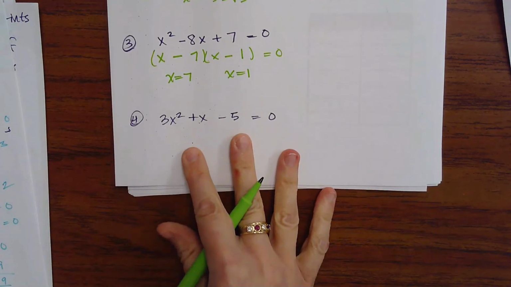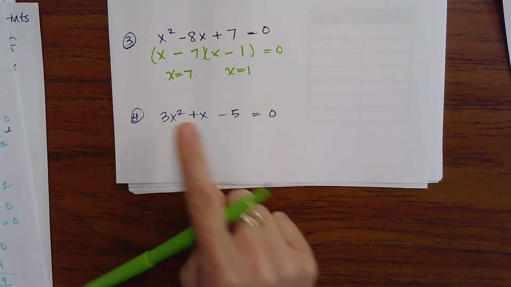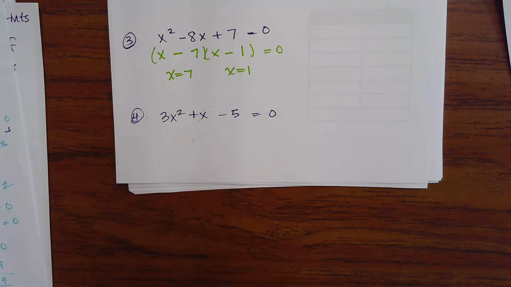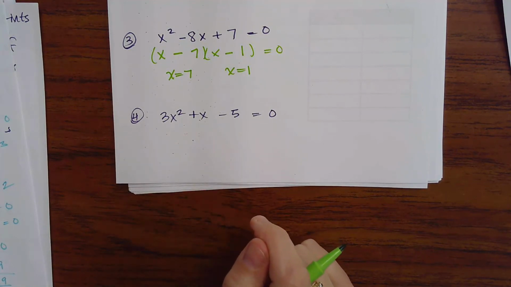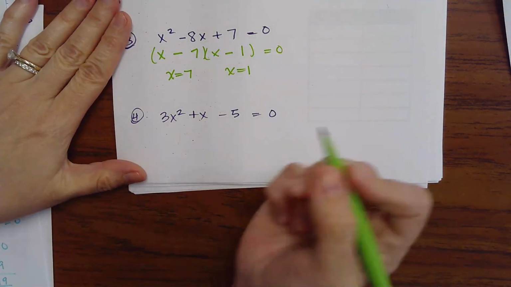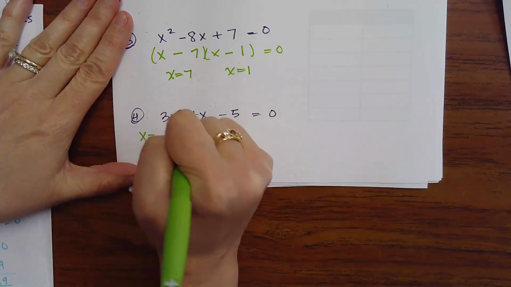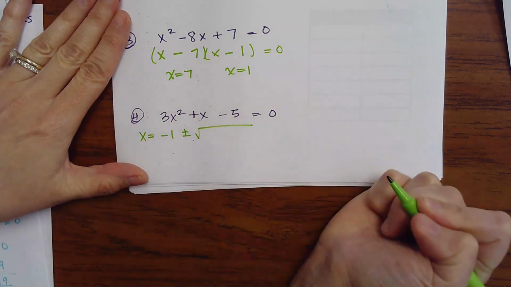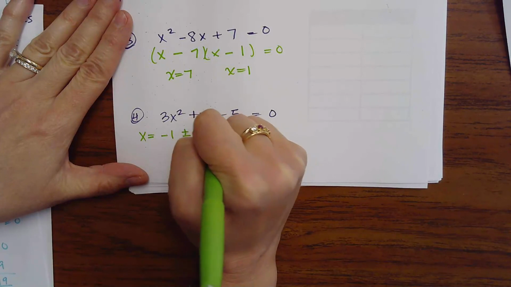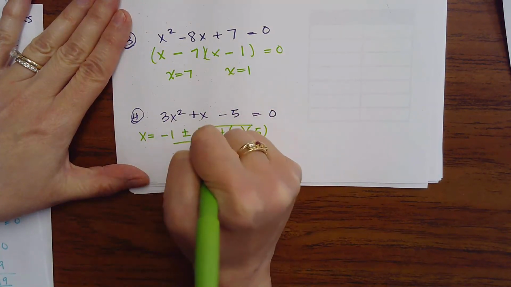So we're going to do a little bit more in class with how to factor something when the a term is not 1. But for now, when the a term is not 1, unless you know how to factor this, and this one actually isn't factorable, I would go ahead and use quadratic formula. So negative b, which is 1, plus or minus the square root of b squared, which is 1, minus 4 times a times c, all over 2 times a.